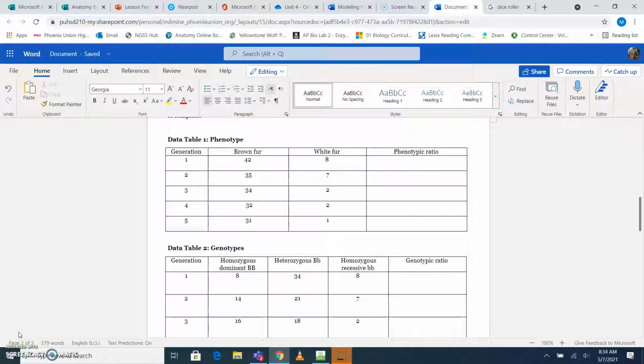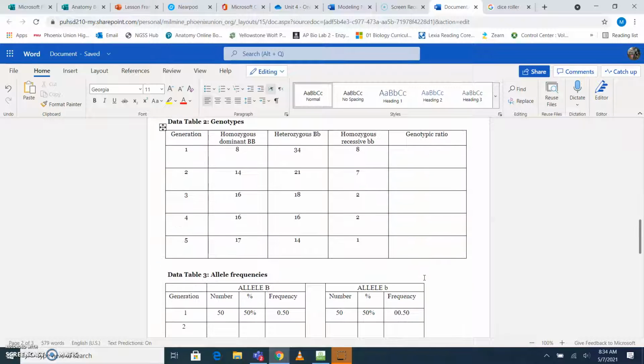In your assignment, you will notice that there are a couple data tables, and this video will illustrate, first off, how I got this data to begin with, but then it will also show you how to go about calculating the phenotypic ratios as well as the genotypic ratios.